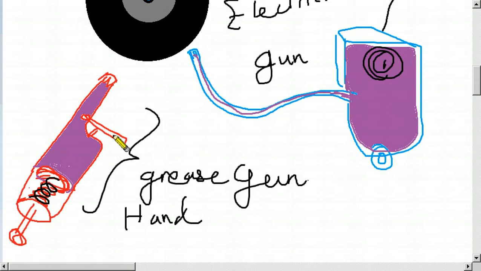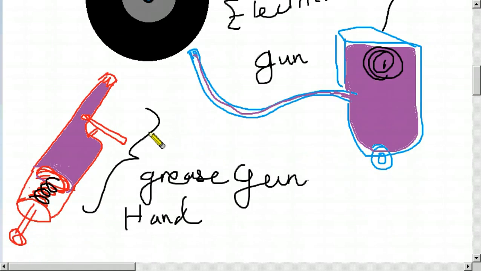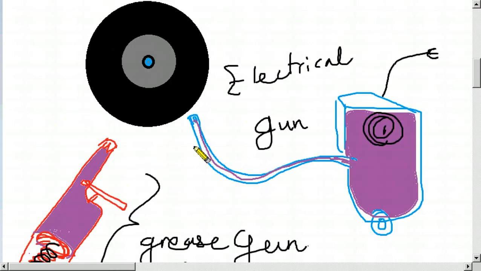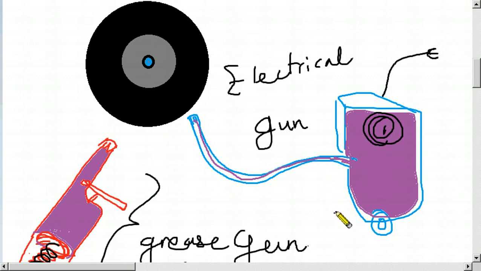So small garages have these types of hand guns, and people who are using vehicles personally also have these types of hand guns at home. From time to time they fill grease into the mechanism of the tire, twice a month or once a month, like that. In big garages, they use this electrical gun.